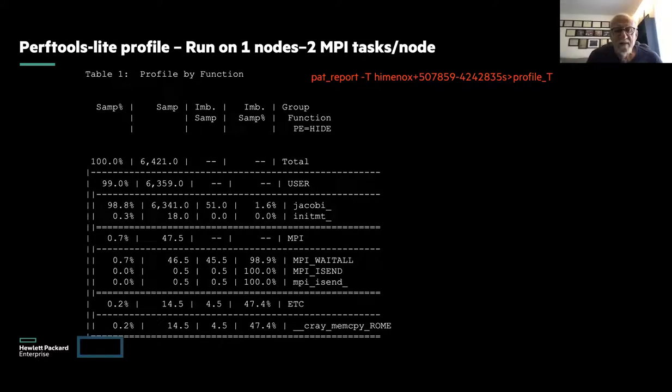You get the low-level routines that are used. And they're grouped in user space, they're grouped in MPI, and et cetera are system level routines. Like Cray memcopy, which is an optimized memcopy. And then you have MPI, and Jacobi is the major routine. And InitMT just initializes the arrays.